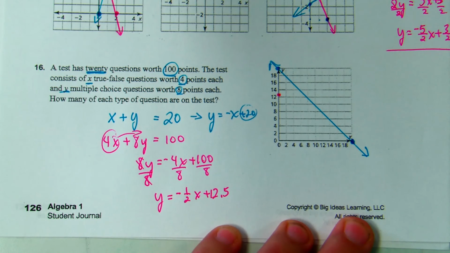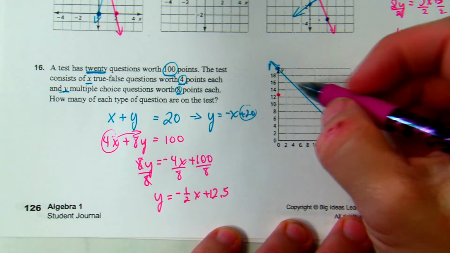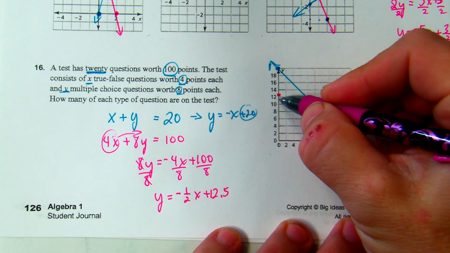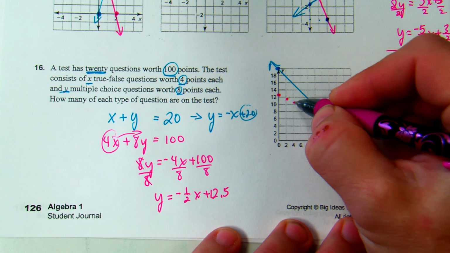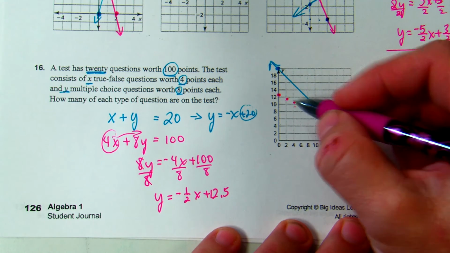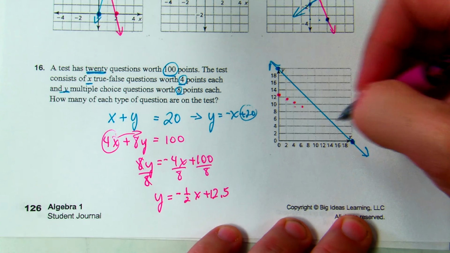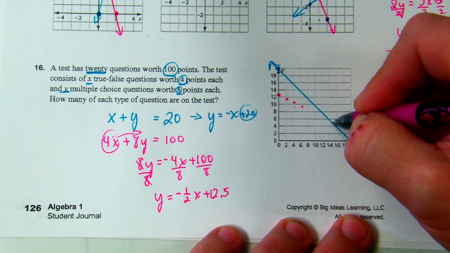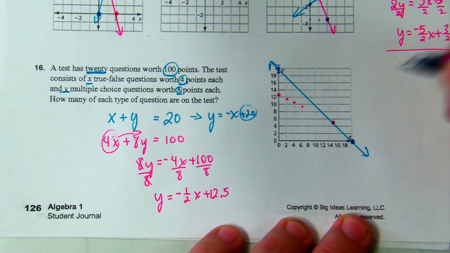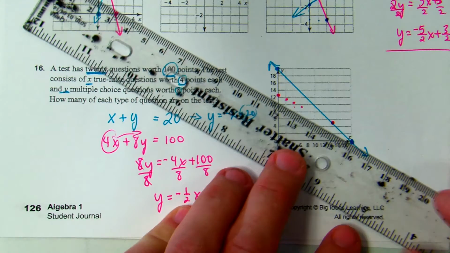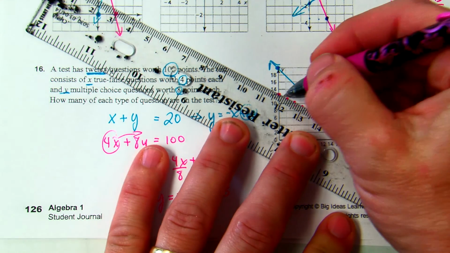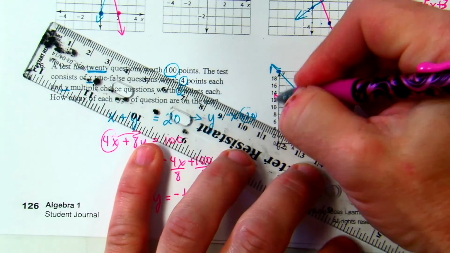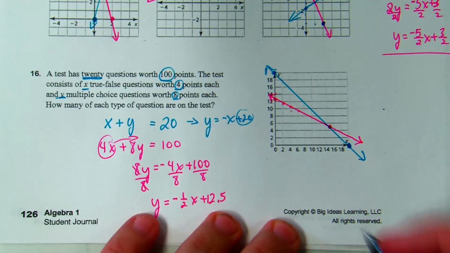And now, here's the tricky part. I've got to go down negative 1 over 2, negative 1 over 2, and I'm going to keep going here. And you'll notice if I kept going, I'm going to end up crossing right about there. So if I draw that line, that's the graph of the other line.